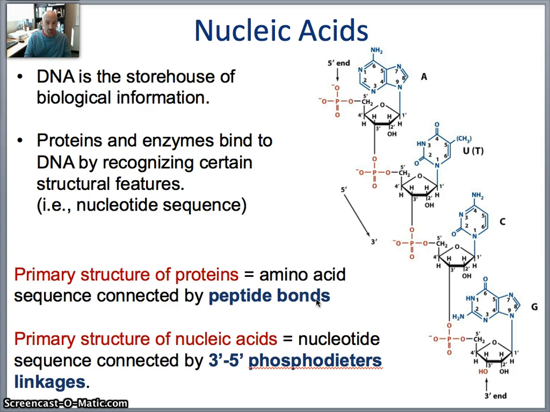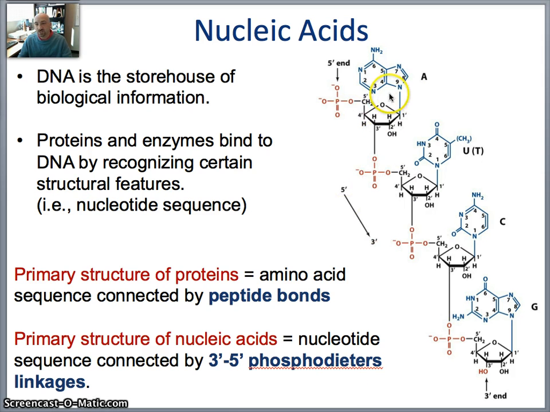Well, the primary structure of proteins we talked about was the amino acid sequence, and we connected those different amino acids by peptide bonds. For nucleic acids, we basically have the nucleotide sequence, so which nucleotide is connected to which, and each one of those is connected by a 3' to 5' phosphodiester linkage. So a peptide bond is just like a 3' to 5' phosphodiester linkage, where we're connecting these monomers together.